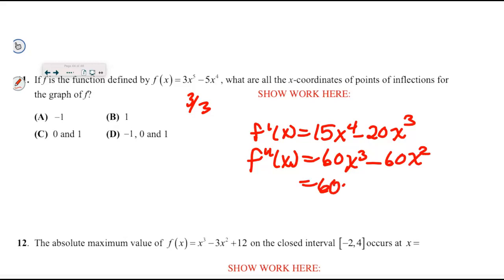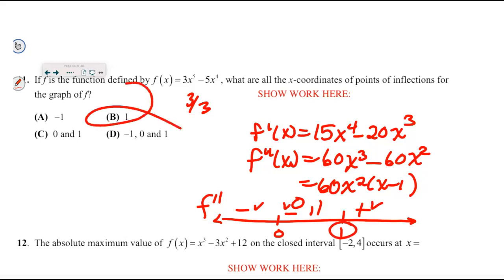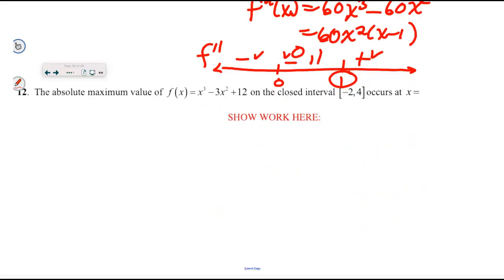We always factor, and we always write it as a single fraction. A lot of you said, oh, that's 0 at 0 and 1, and you went and circled C. However, when I do a sign analysis to see what's happening with concavity, because an inflection point is where the function changes concavity, which means its second derivative must change signs. Your sign line for the second derivative would go negative, negative, positive, which means concave down, concave down, concave up. So there was only a change in concavity, aka an inflection point, at 1.